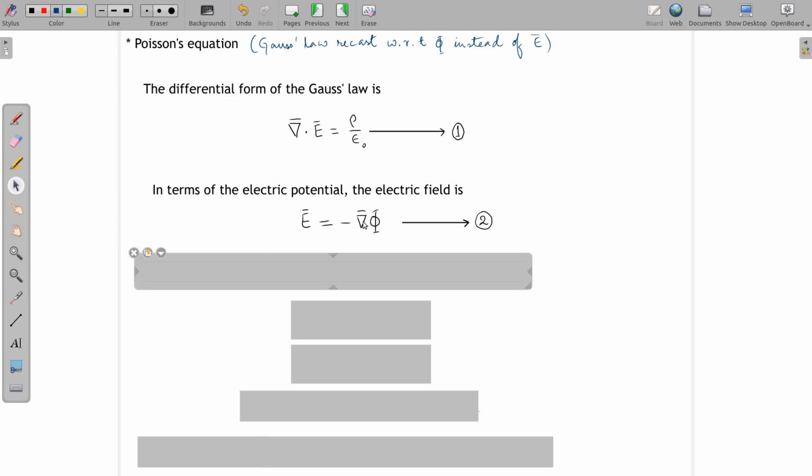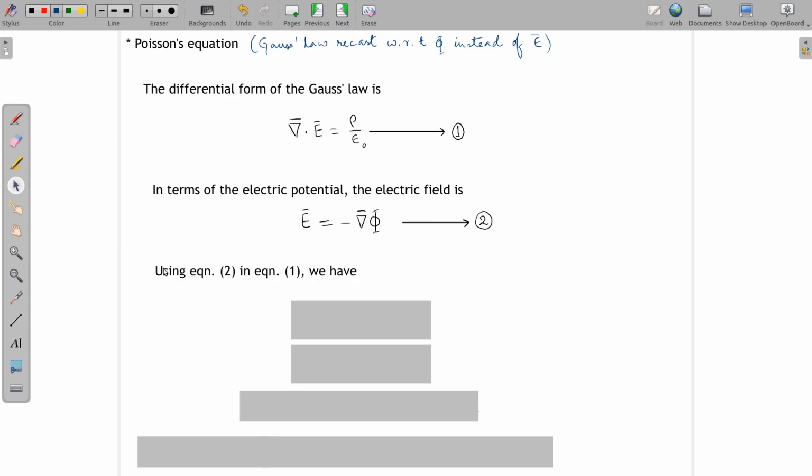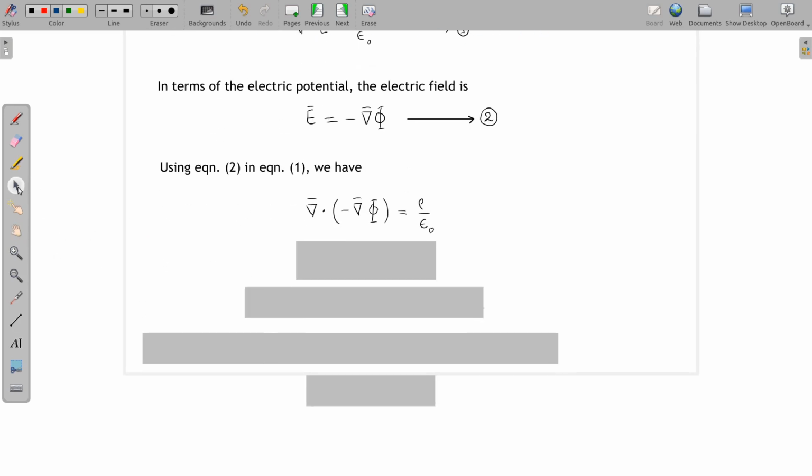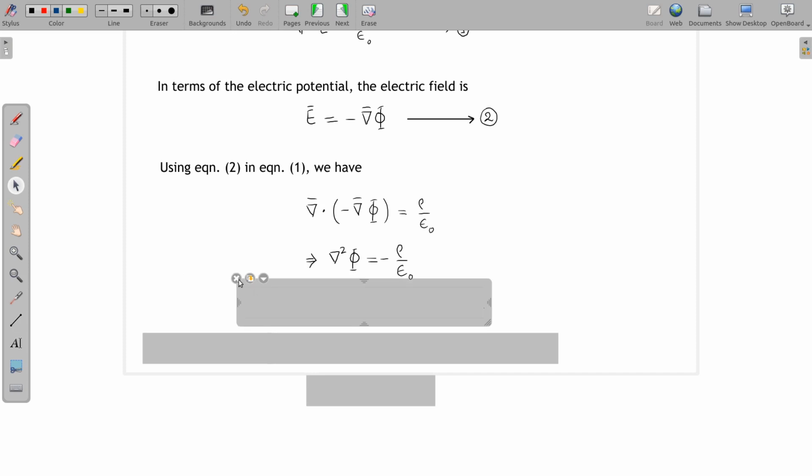All you need to do is insert equation number 2 in equation number 1. So using equation 2 in equation number 1, we have divergence of E, and this E I replace with minus grad phi. So divergence of minus grad phi is equal to rho by epsilon naught. Divergence of gradient will give us the Laplacian, and this minus sign I take to the other side. So the Laplacian of phi is equal to minus rho by epsilon naught. This equation above is known as Poisson's equation.